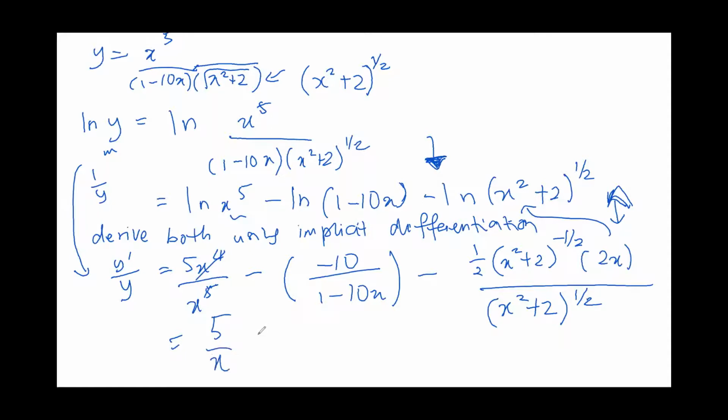5 over x plus 10, 1 minus 10x minus x over x squared plus 2. Okay, so if anyone wants to take a picture of this, just screenshot it, because I want to move on to the next whiteboard. This is already full.